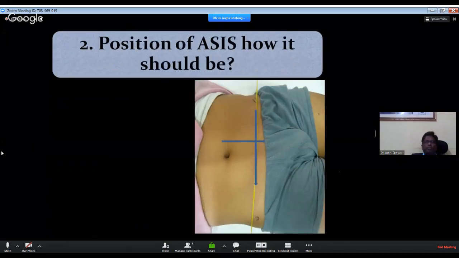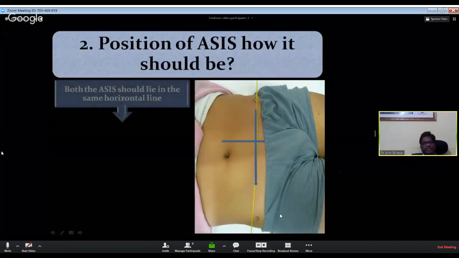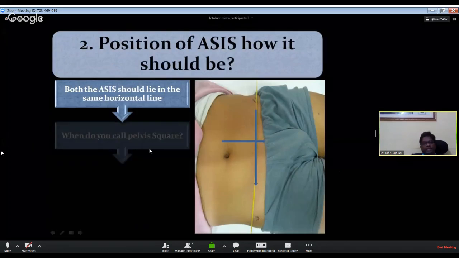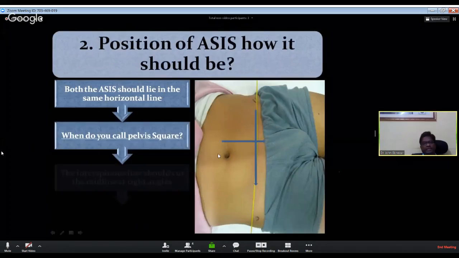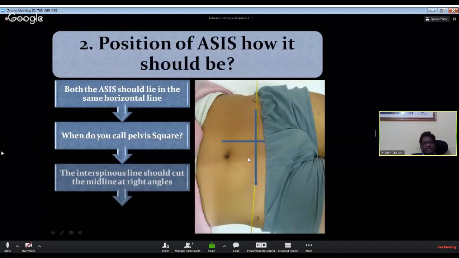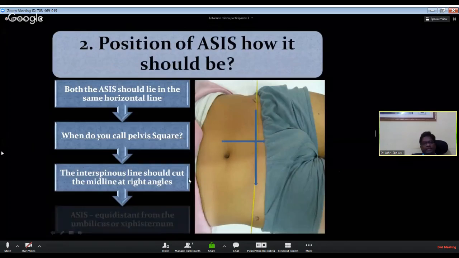Now, how should the ASIS be? Both the ASIS should lie in the same horizontal line. When do you call the pelvis square? The interspinous line should cut the midline at right angles, right? And the ASIS is equidistant from the umbilicus or the xiphisternum. If you find this, then the pelvis is square.